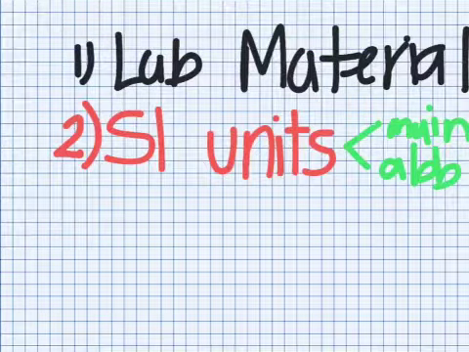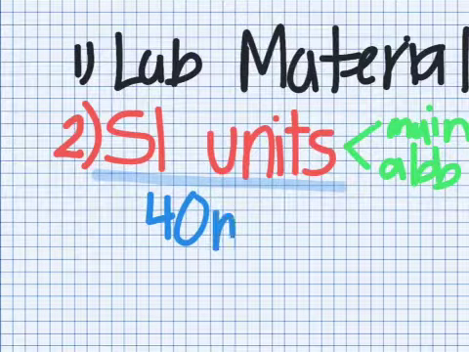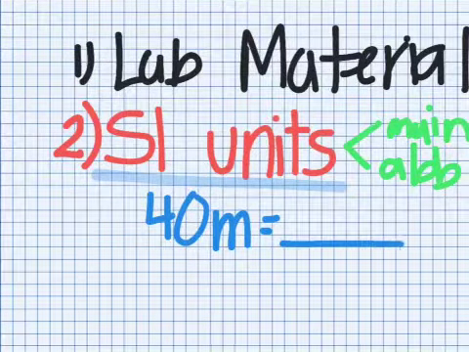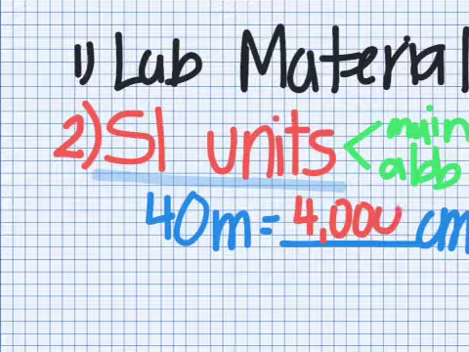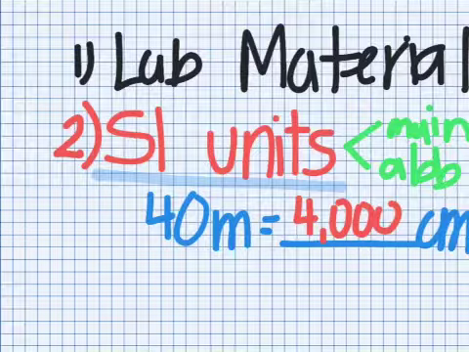For example, here in SI units, we have as an example 40 meters, and you need to tell me the conversion of 40 meters equals how many centimeters. And the idea is that you're able to tell me that the answer is 4,000. Okay? Remember, I will give you that little table that tells you how many units in each one. You just need to know if you have to divide or multiply.